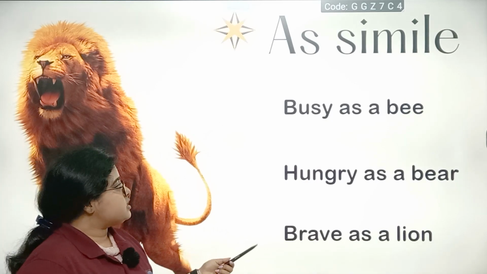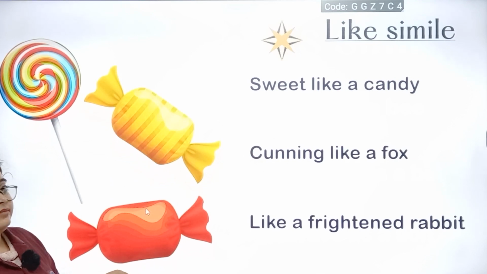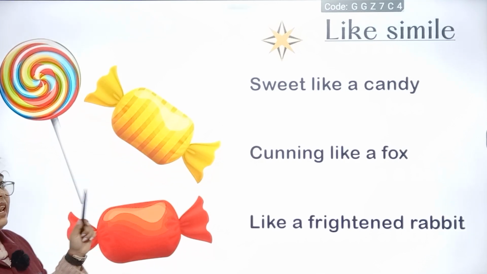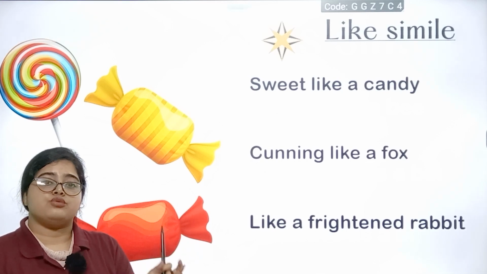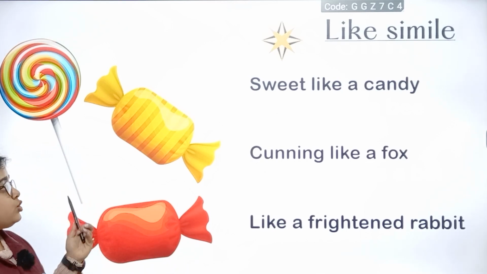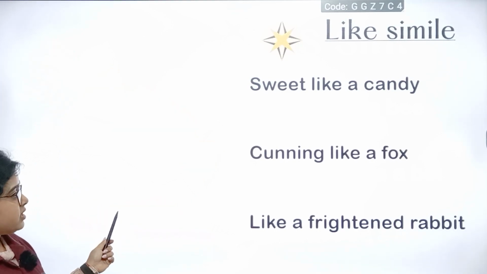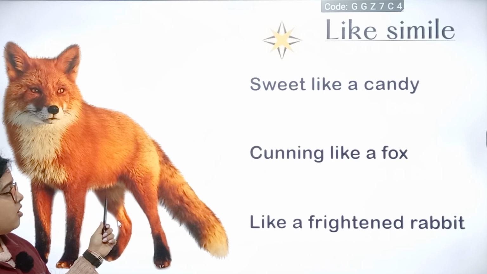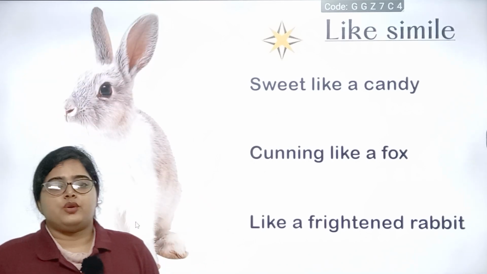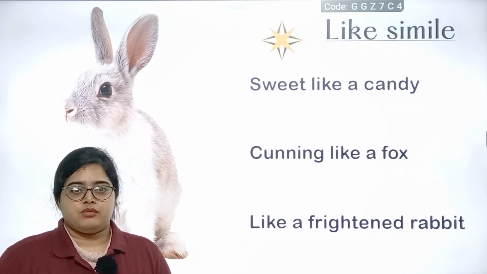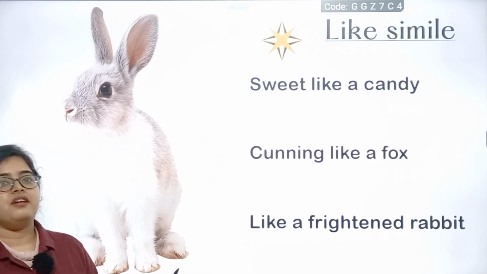Okay. Next we have like similes. Sweet like a candy. You are sweet like a candy. As also means like, but here we are using two different words. Okay. So sweet like a candy, cunning like a fox, and like a frightened rabbit. Rabbits are known as very calm and gentle animals, right? So they are frightened easily because they are small in size, so frightened like a rabbit.